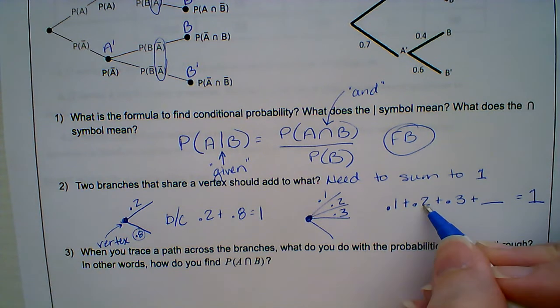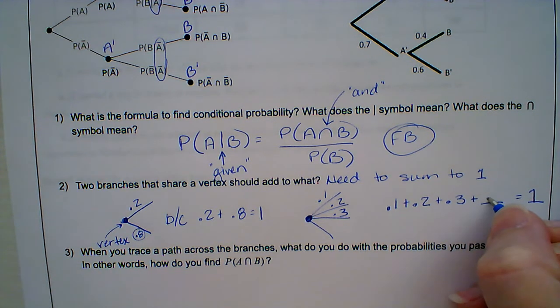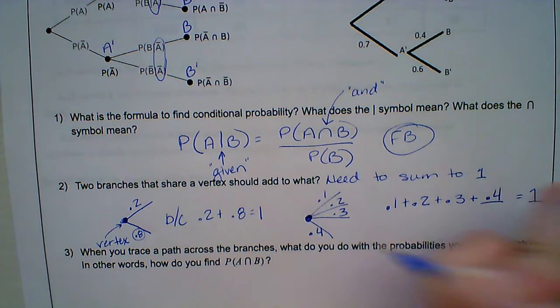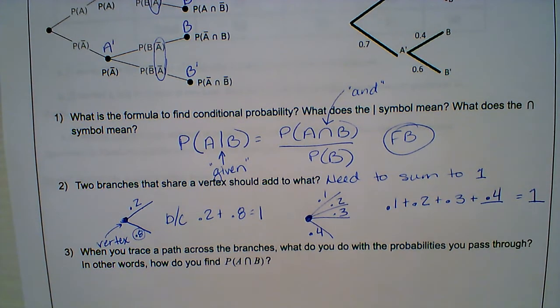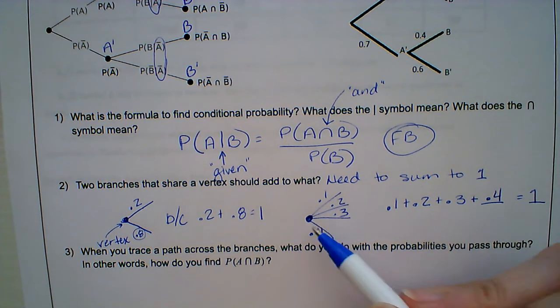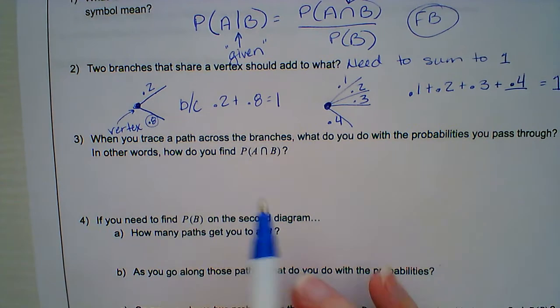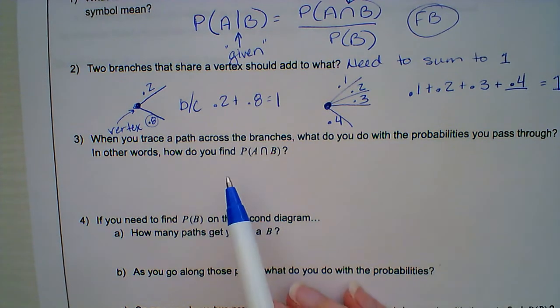Well, 0.1 and 0.2, that's 0.3. 0.3 and 0.3 is 0.6. So that's going to be a 0.4. So that bottom branch is going to be 0.4. So keep in mind all the branches with the same vertex have to add up to what? 1. So now let's take a look at how to actually use these tree diagrams.